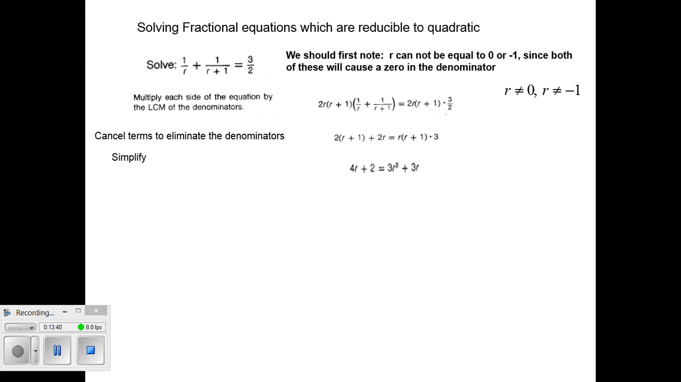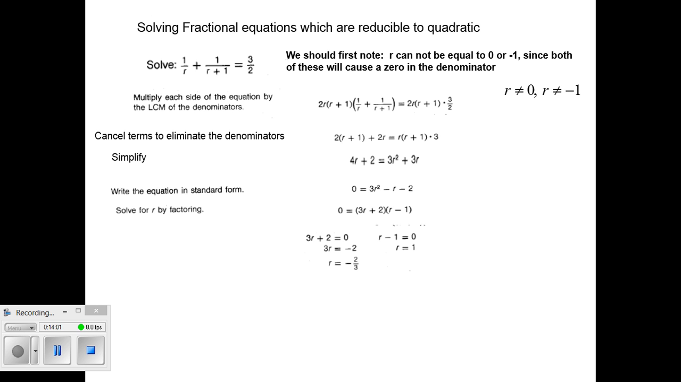Okay, we simplify by doing some distributing. We notice that we still have an r squared. We still have the possibility of 2 solutions. So we're going to see what happens from this front. We come to this quadratic. We believe that this is going to factor, and here it is factored. We find our solutions in terms of r.